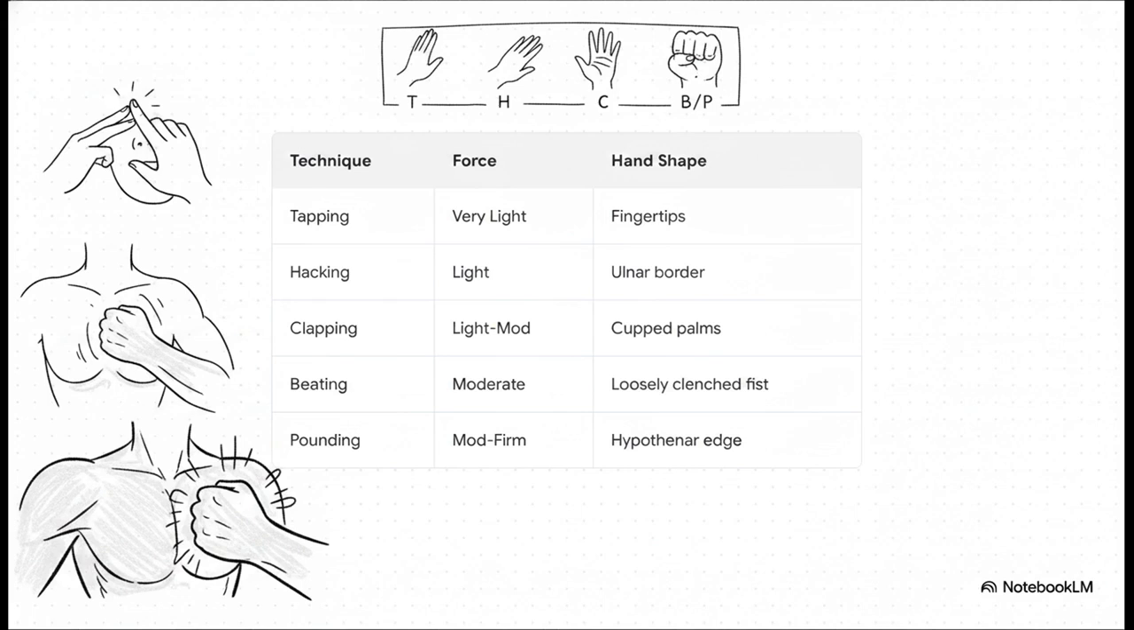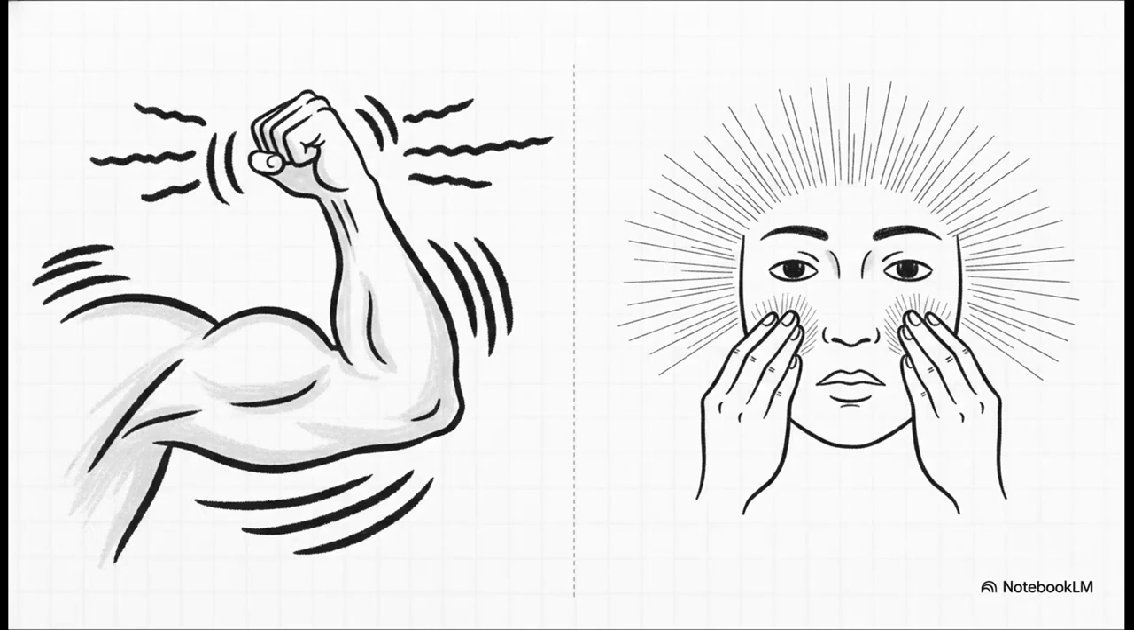Tapping is very light, using your fingertips for delicate facial areas. Hacking uses the ulnar border for stimulating a sluggish muscle. Clapping uses cupped palms to trap air, which is absolutely essential in chest physiotherapy for loosening up bronchial secretions. And finally, beating and pounding utilize a loosely clenched fist, and you reserve those for large, well-covered muscle bulks like the gluteals.